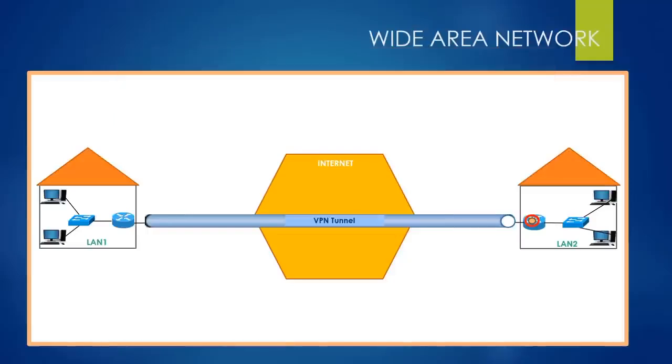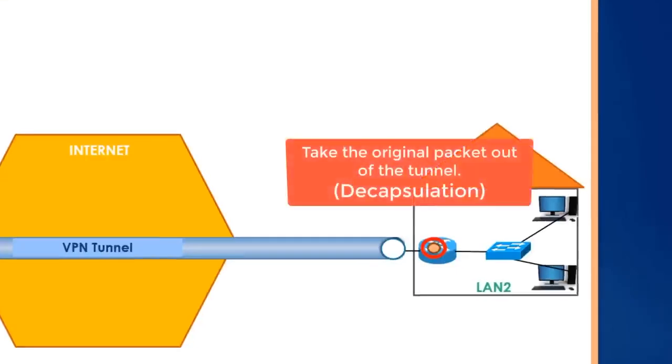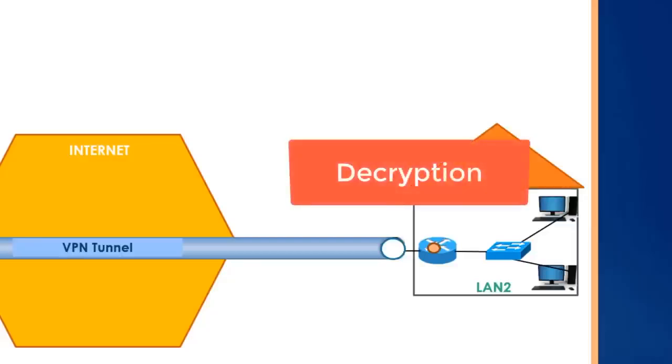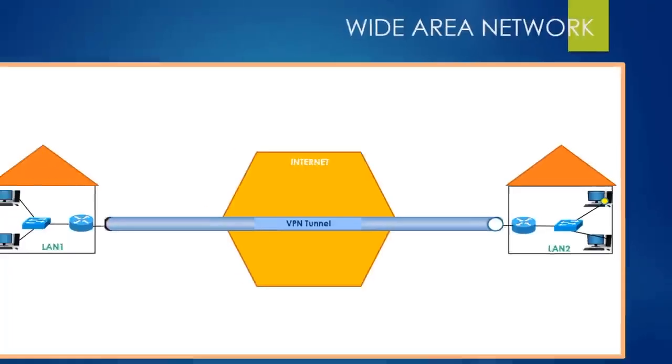And at this moment, the router needs to get the original packet. And to be able to do this, the router first eliminates the outside packet, right? And then it needs to decrypt the encrypted packet so that it can obtain the original packet. And after the router gets the original packet, it looks inside the packet and learns its destination and sends the packet to its destination. And there we go.